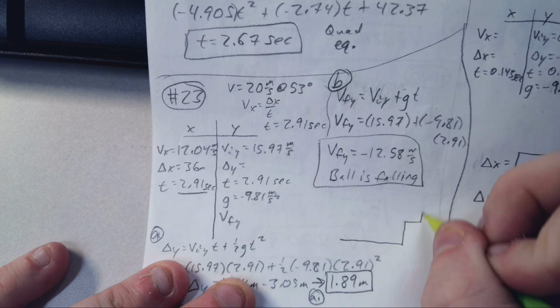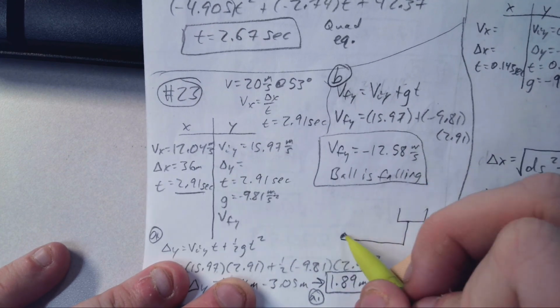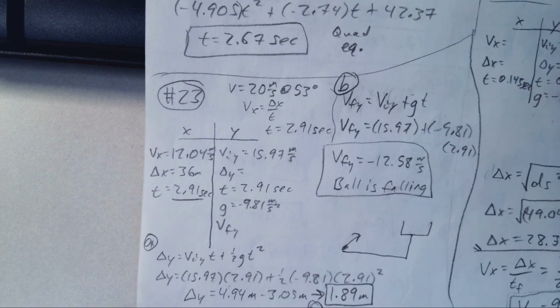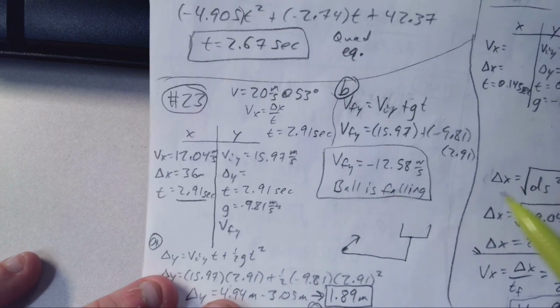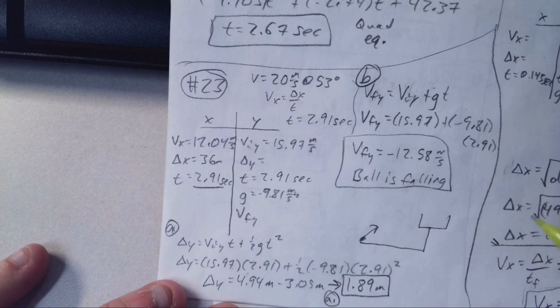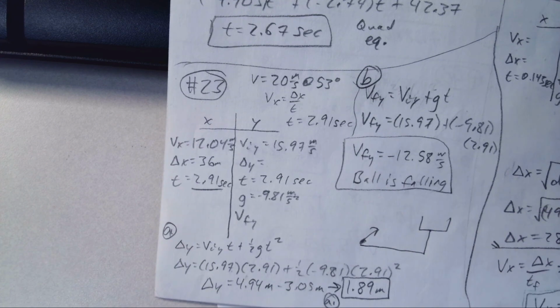through uprights here, and you have a ball, and they tell you the initial velocity, and they tell you how far away it is. They tell you it's 36 meters, and you have to calculate how high above the crossbar it is when it goes in, and then also, using the Pythagorean theorem, figure out whether the ball is falling or it's still going up.